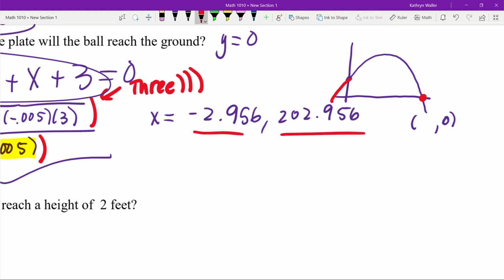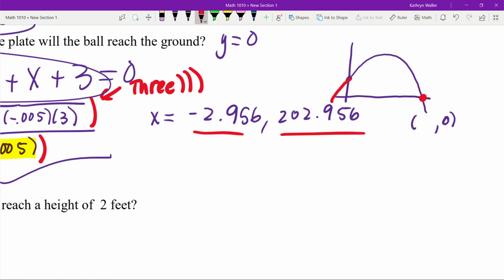Talk about those numbers. Someone talk to me about those numbers. Go ahead. Well, isn't it like, so 202, that's like how far away or, I don't know. That's the how far from home plate it is. Okay, look right here. I'm playing baseball. I have my bat. I hit the bat, and it goes negative 2.956. Where did my ball go? It went behind me. Can you play baseball with a ball that went behind you? No. Can you have a negative distance? Talk to me about that. No. So that answer is not going to work out.